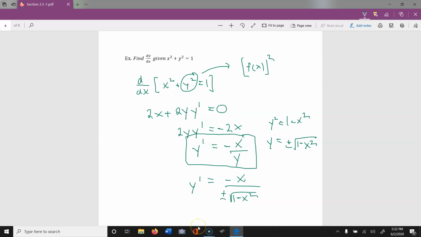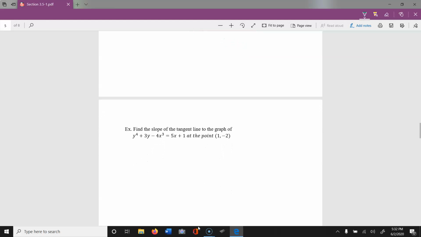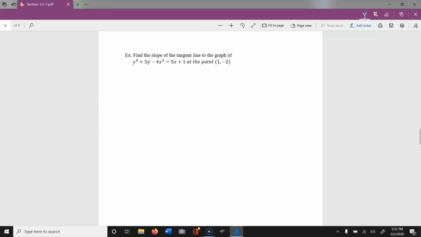Okay, but in a great many of these problems, you can leave it in terms of x and y, and that's not a problem. Okay, let's take a look at this one. Find the slope of the tangent line to the graph of this equation at the point 1 comma negative 2. Okay, well, go ahead and try to solve for y to this, huh? No way. Okay, so let's differentiate both sides with respect to x.